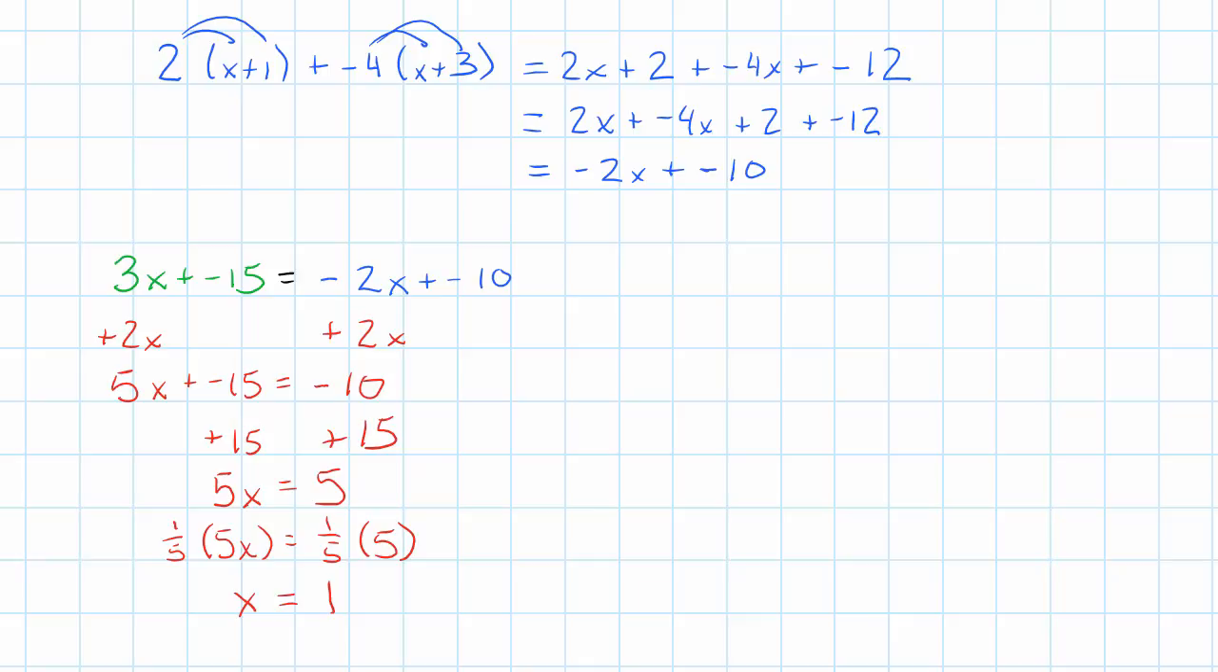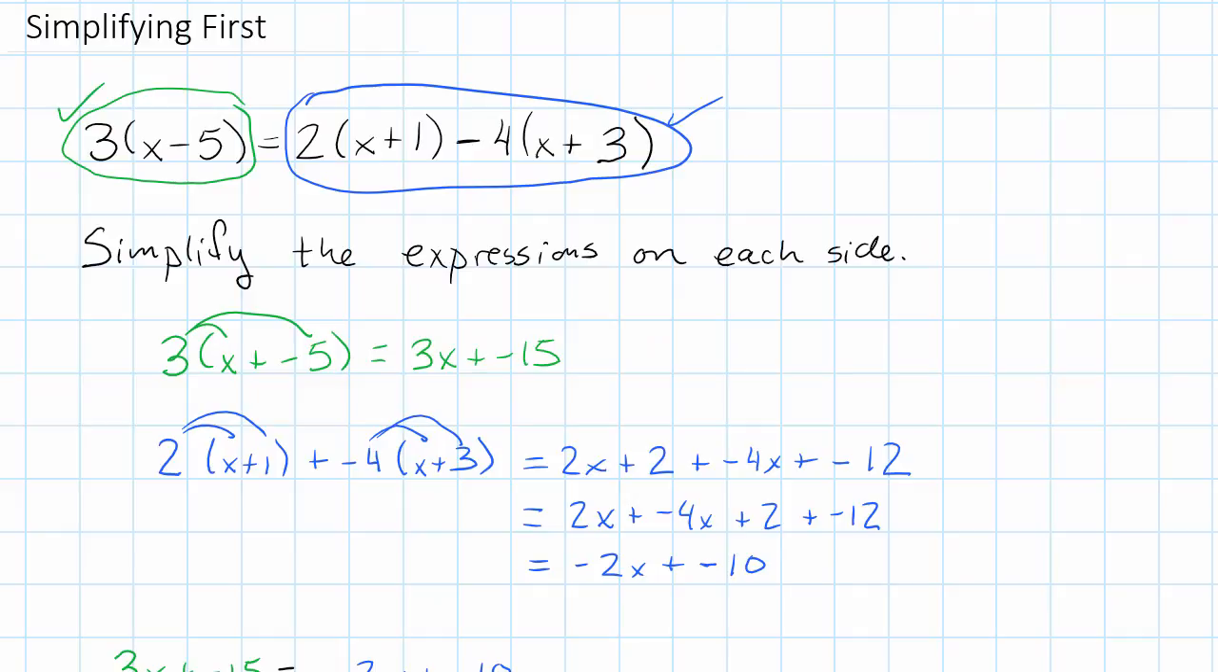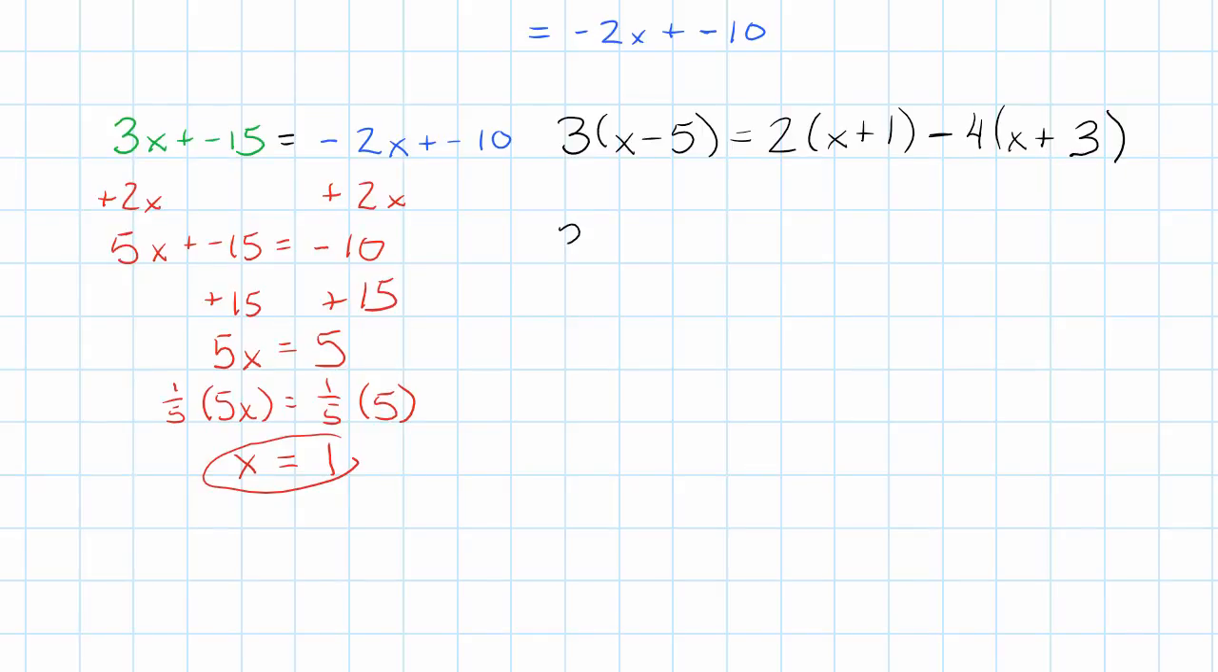Okay, that's not so bad, right? We get x equals 1. To make sure that that worked, I'm going to check that in my original equation, not in any of the equations that I picked up along the way. Why? Well, because if I made a mistake anywhere in my simplifying process, I want to catch that when I check.